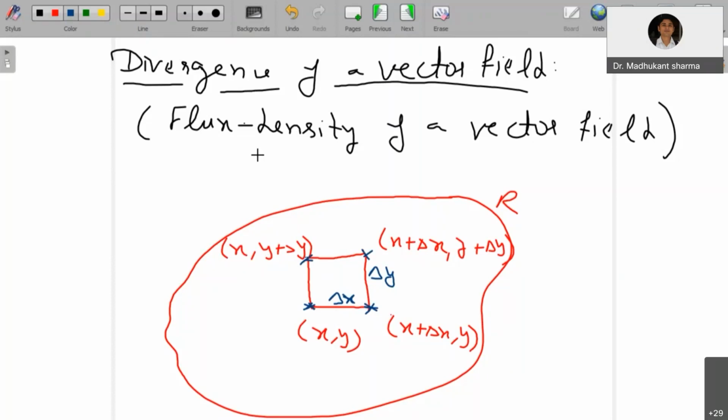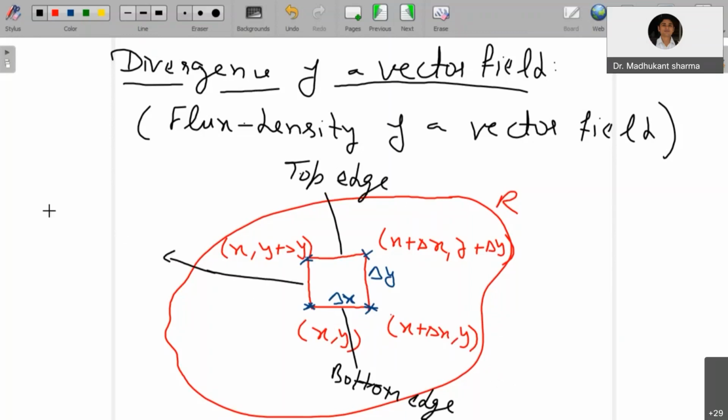So how do we identify the rate at which a fluid leaves the rectangle across its edges? There are four edges, which we can name: the bottom edge of length delta x, the top edge, the left edge, and the right edge.